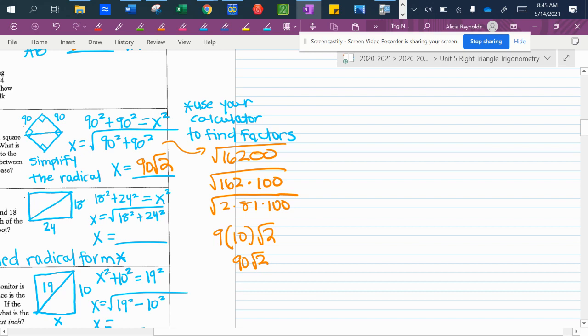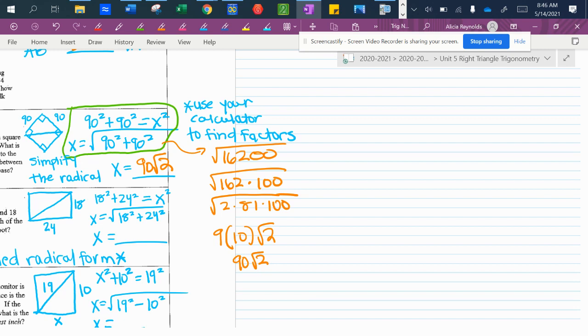Does everybody understand how I did that? So did we understand how we got this part? Why we have x equals the square root of 90 squared plus 90 squared? So I wanted a simplified radical. So because I want to keep the square root, we're not going to want a decimal. I don't want a decimal. So we had to use our calculator to find factors.